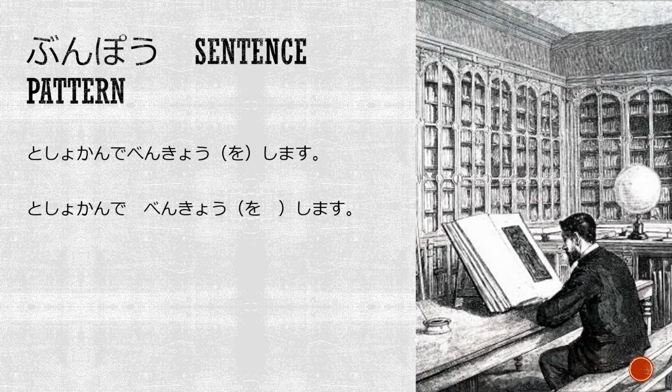Let's look at this simple example sentence. Toshokan de benkyou shimasu. So here you can say toshokan de benkyou shimasu or toshokan de benkyou o shimasu. The o is completely optional here. However, it's not always that easy. Let's look at a different example.